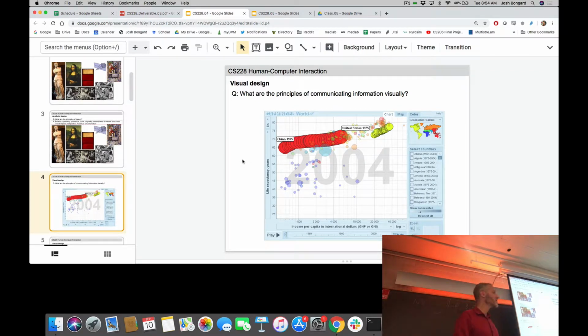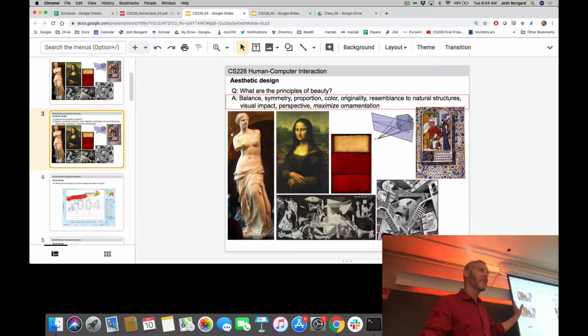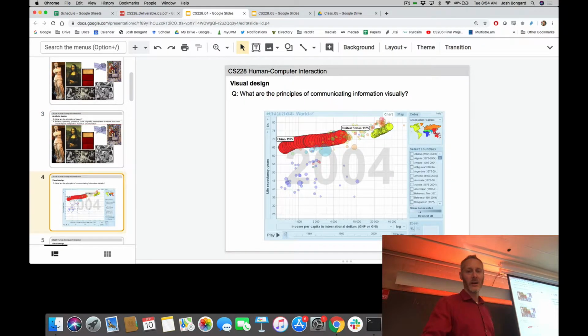What are some of the principles of visual design? What are some of the principles of design that are on display in Gapminder? Contrast. Contrast, absolutely, right? That makes sense. Little to no contrast, definitely not going to make sense here. In certain domains of fine art, maybe contrast is not so important. What else?